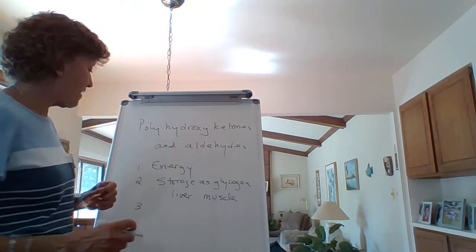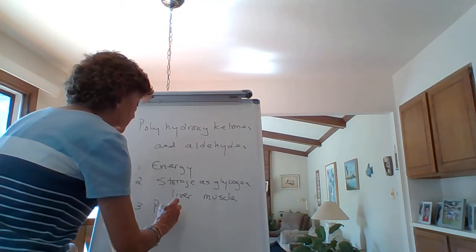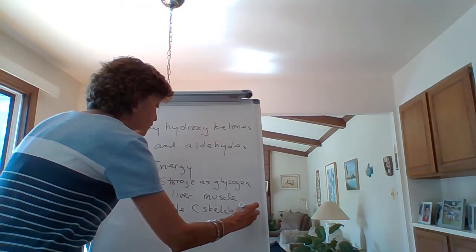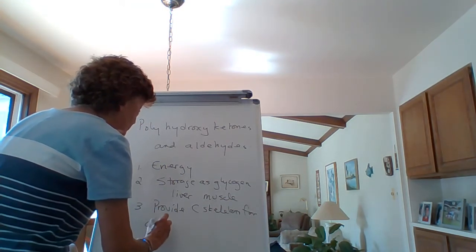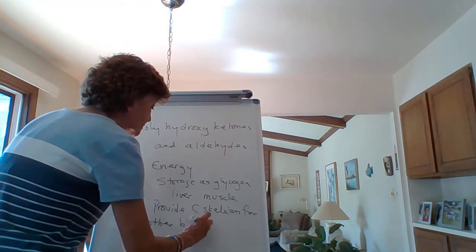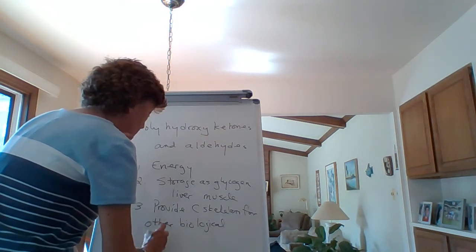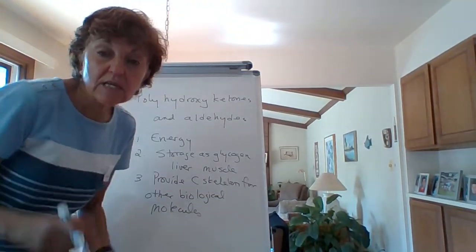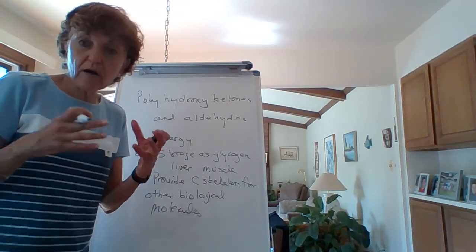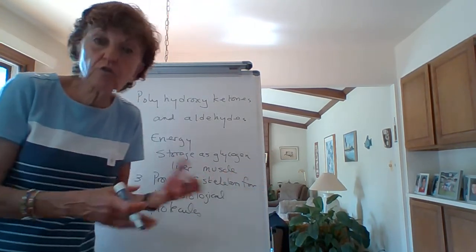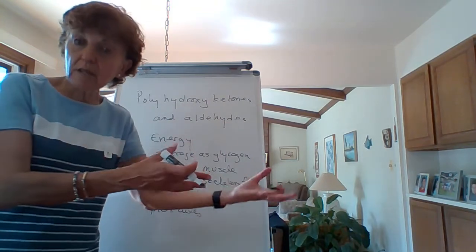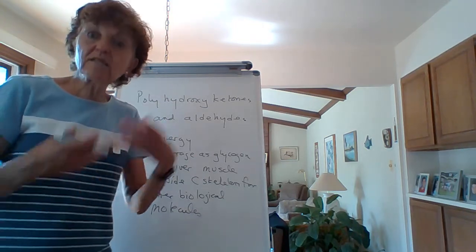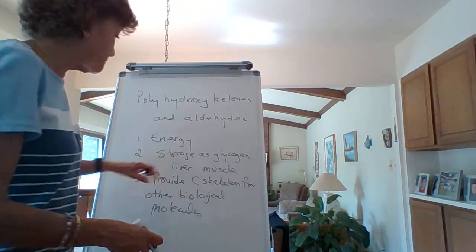Number three, they actually provide the carbon skeleton for other biological molecules. What do I mean by that? It means that you can get the carbons from a carbohydrate in your body and turn them into components of lipids, fats, or into components of protein, of amino acids, which will be the building blocks of proteins.